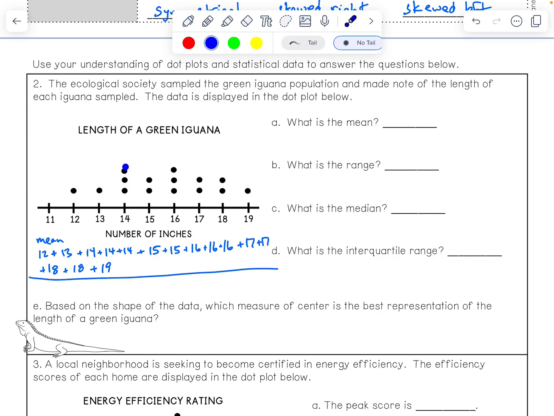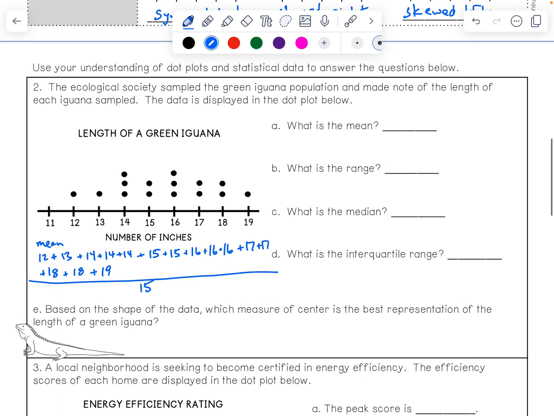1, 2, 3, 4, 5, 6, 7, 8, 9, 10, 11, 12, 13, 14, 15. So, oh my goodness, this is just 15. So all of that divided by 15. When I add all that up, I get 234. I'll write it on the side. 234 over 15, which turns out to be 15.6. So the mean is 15.6.